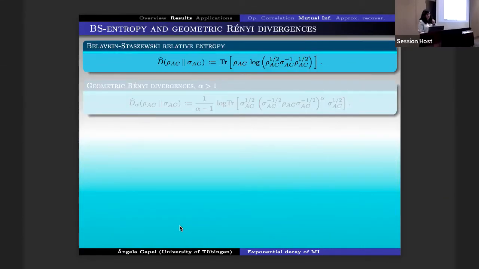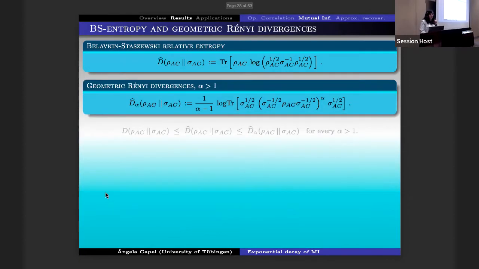So actually, thanks to Marco's tutorial, I don't have to introduce a lot. First of all, let me just say that even though I said we are proving here a decay of the mutual information, what we are proving is actually something stronger. And for that, I need to recall the Belavkin-Staszewski relative entropy, which is a different relative entropy, not the usual one.